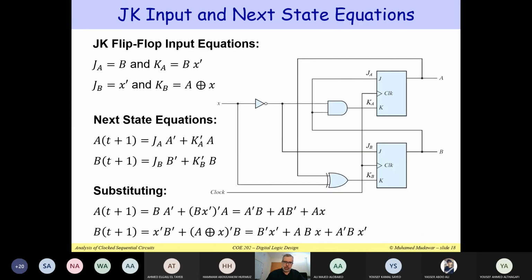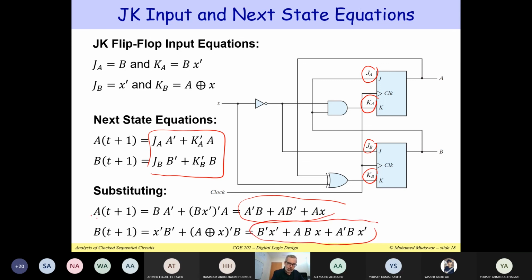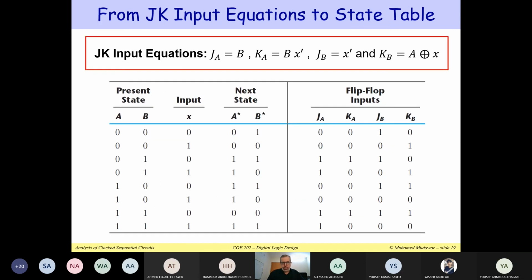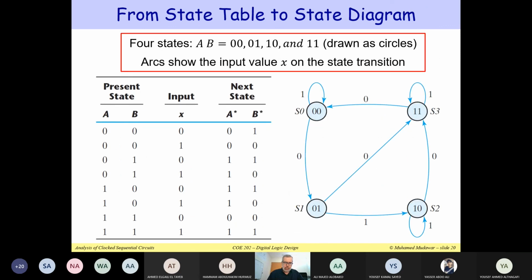Okay. So notice that we can look at the J and K input equations. So we can obtain here the equations for JA and KA. The same thing here for B, JB and KB. And based on these equations, we can write the next state equations. We can substitute, and we can actually get the next state equations for A at t+1 and B at t+1. So we can do that, and we can draw the state table based on these equations, and we can draw the state diagram. That's basically it.